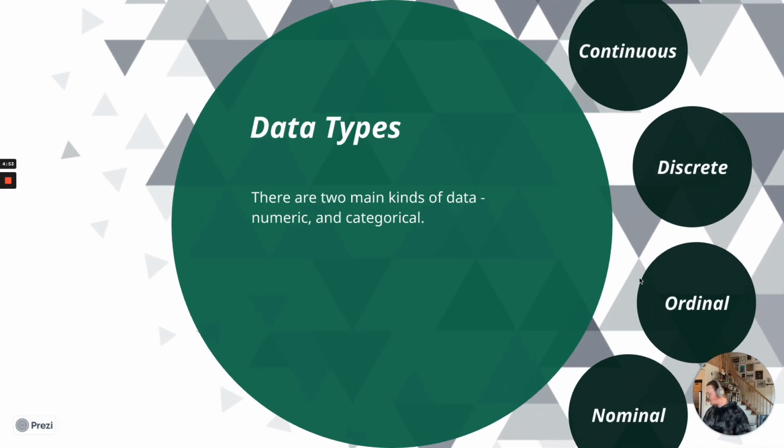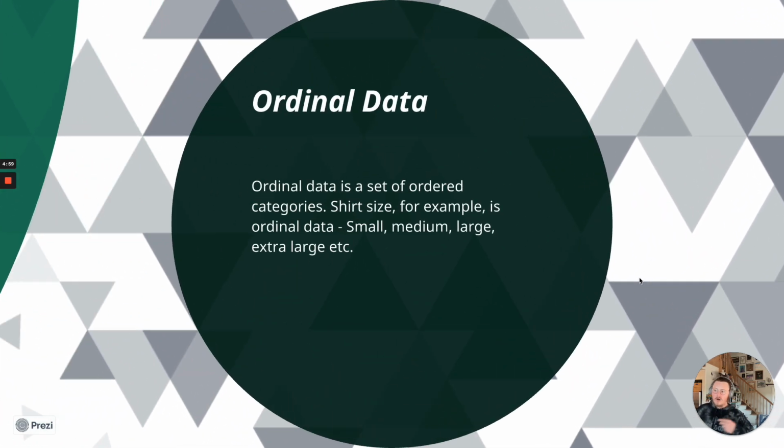And then we have categorical. And so our categorical data is going to be a little bit different. Ordinal data is a set of ordered categories, right? Like they come in a logical order. So like shirt size, for example, is ordinal data. We've got small, medium, large, et cetera, et cetera.